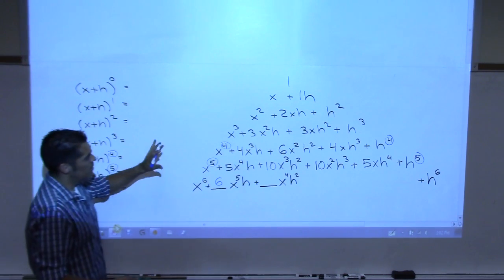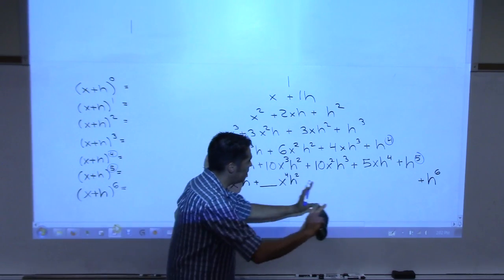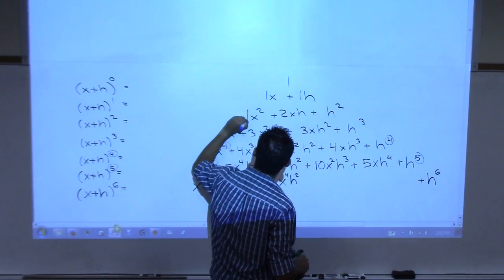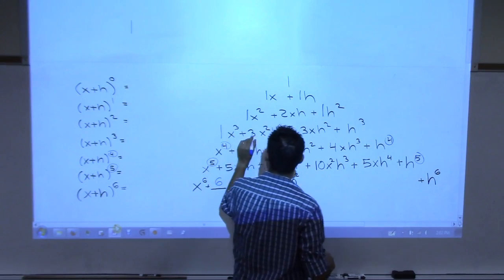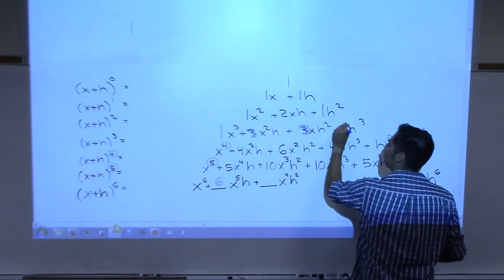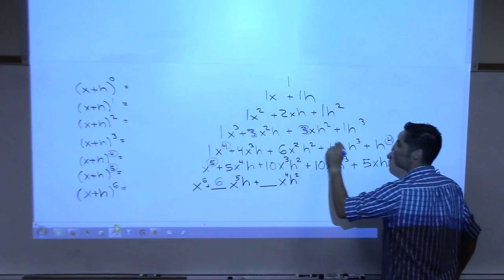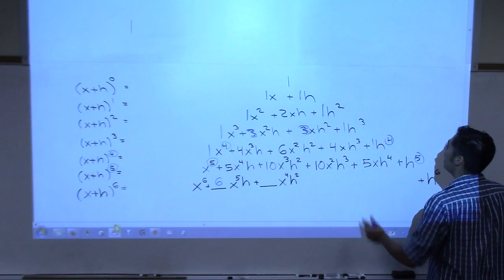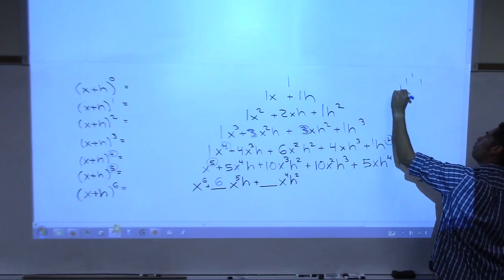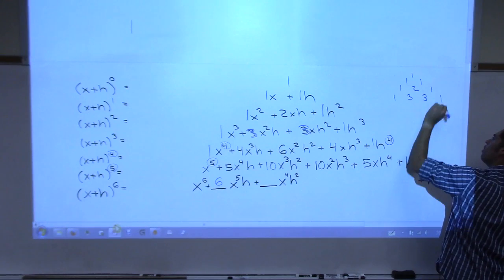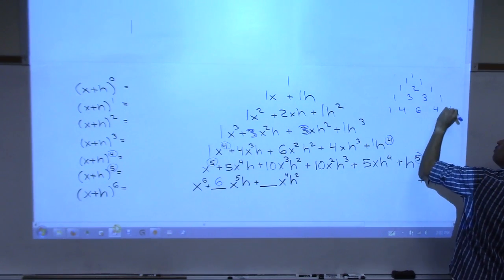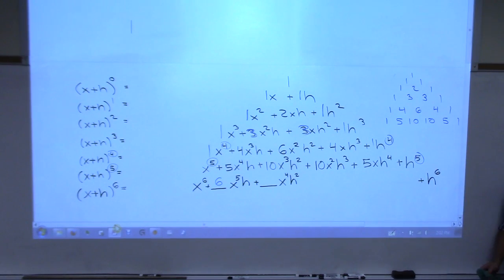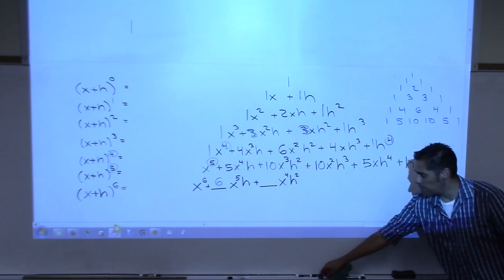But he does. So we understand what's happening with powers. What about the numbers? So I'm going to highlight just the coefficients in here. 3, 3, 1, 1, 4, 6, 4, 1, right? You see all the numbers in there? If you write down just those numbers, 1, 1, 1, 1, 2, 1, 1, 3, 3, 1, 1, 4, 6, 4, 1, 1, 5, 10, 10, 5, 1, you'll notice the pattern. And here's what it is.